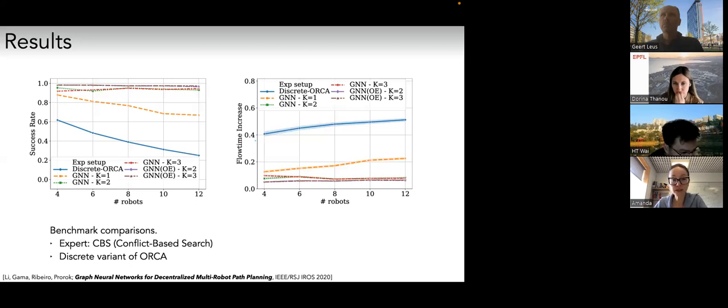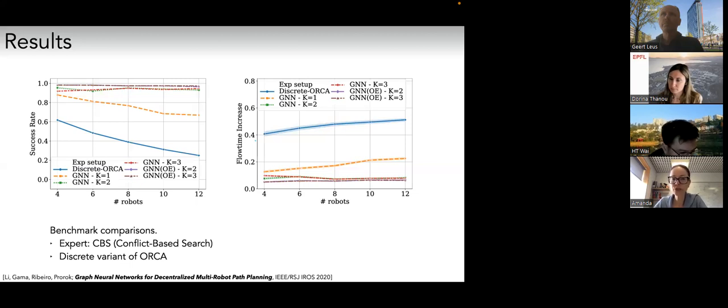And I'd like to note here that our success metric is actually quite stringent in the sense that success equals one if all of the agents reach their predefined destinations. And if only one of the agents doesn't reach its designated destination, that counts as a failure. So it's a very tough metric. And on the right-hand side, we're seeing how the flow time increase, so lower is better, is very low for the systems where we're considering two or three hop counts. Two or three hops of information passing in our multi-agent systems.